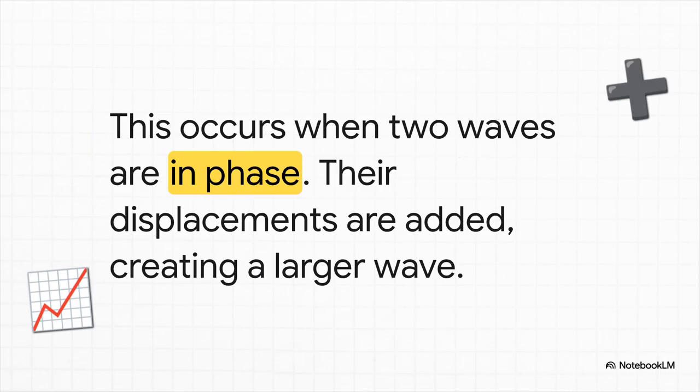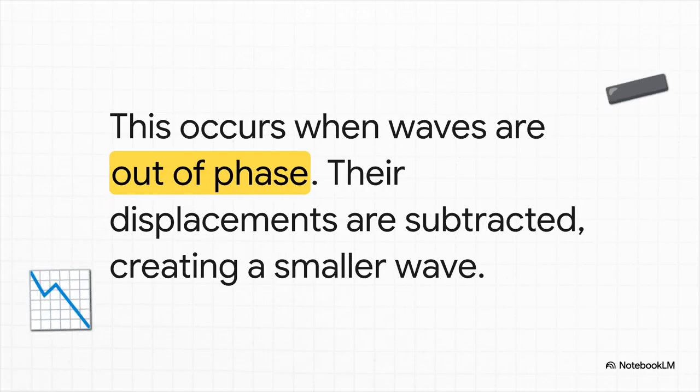Imagine two waves, and their peaks line up perfectly. They're in phase. What happens? They join forces. The peaks add together, and for just a moment, you get one big superwave with a much larger amplitude. And, as you might guess, the opposite can happen too.